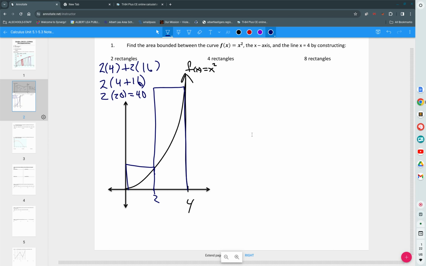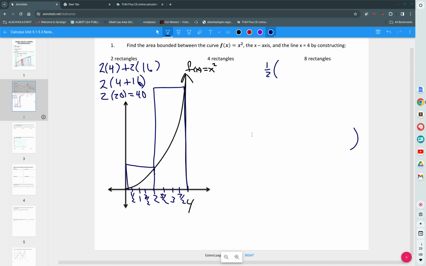For the sake of time, let us skip 4 rectangles. Let's move on to 8 rectangles. You guys okay with that? What's going to be the width of each rectangle? 1/2. So we have 1/2 times, now we just need the sum of the heights. Let's see, if we divide this up into 8 spots, I'm going to have 1/2, I will have 1, I will have 3 halves, I will have 2, I'll have 5 halves, 3, and I will have 7 halves, and 4.